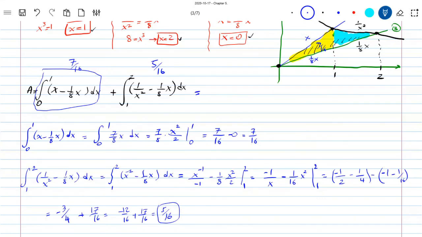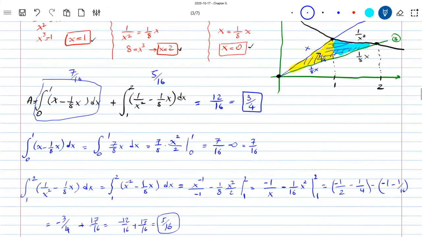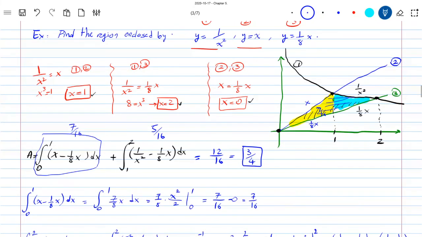And now what is the total area? 7 over 16 plus 5 over 16. That is 12 over 16, which is 3/4. All that work, and we found out that this shaded triangle has an area of 3 over 4. It's not an approximated area, it's an exact value. There was no approximation. We used integrals, and specifically we figured out the area.